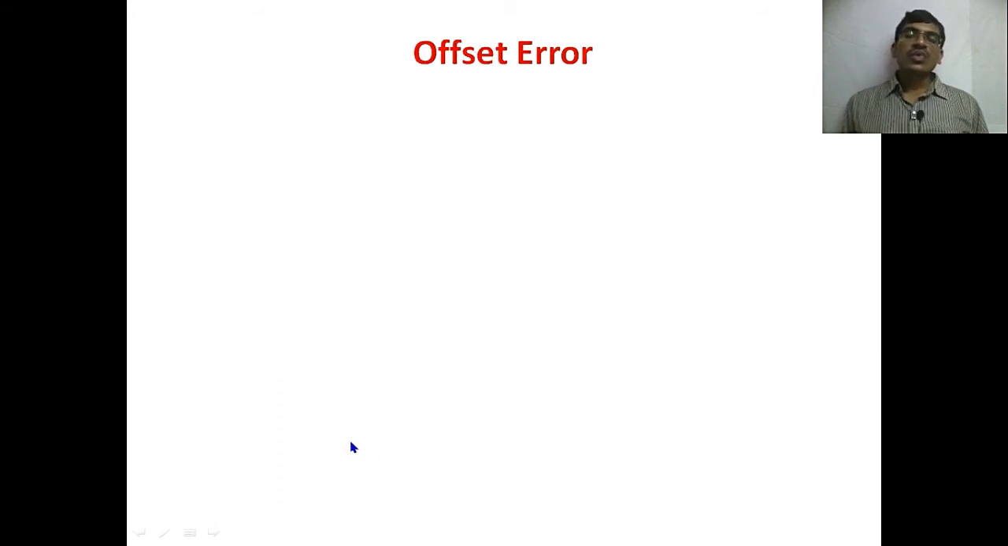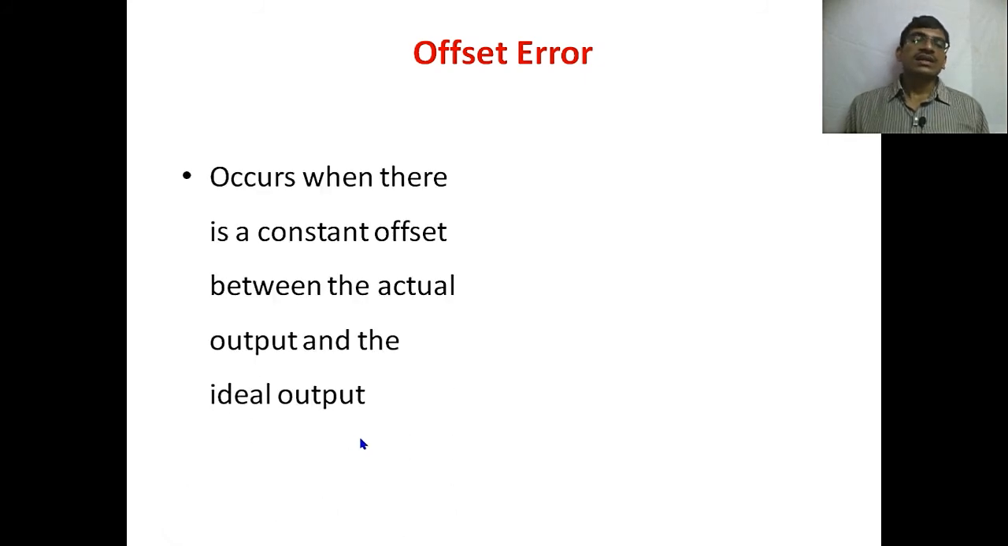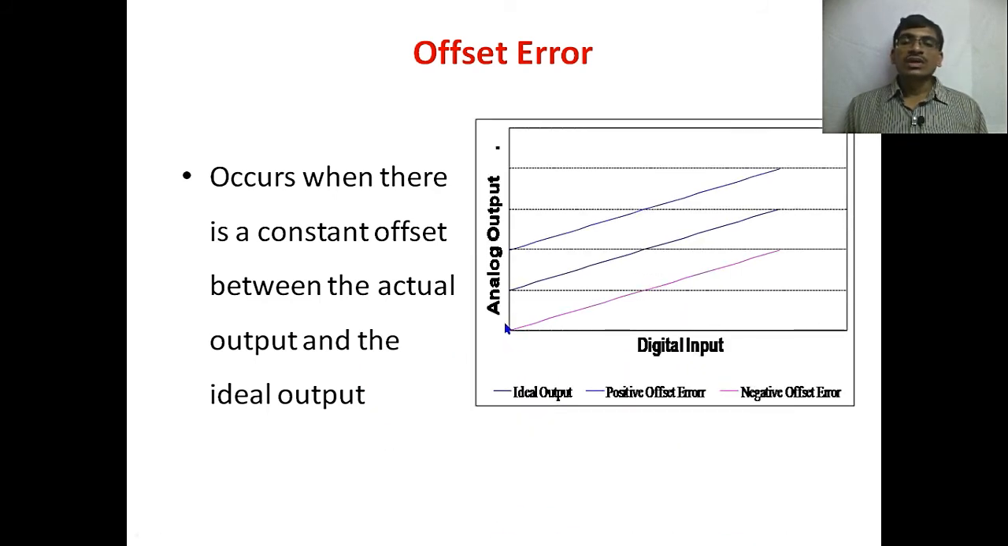Okay, so next one is the offset error. It occurs when there is a constant offset between the actual output and the ideal output. So the actual output is this one. Both the actual output and the ideal output have a constant offset between them. Offset error says that there is a constant offset between the actual output and the ideal output.